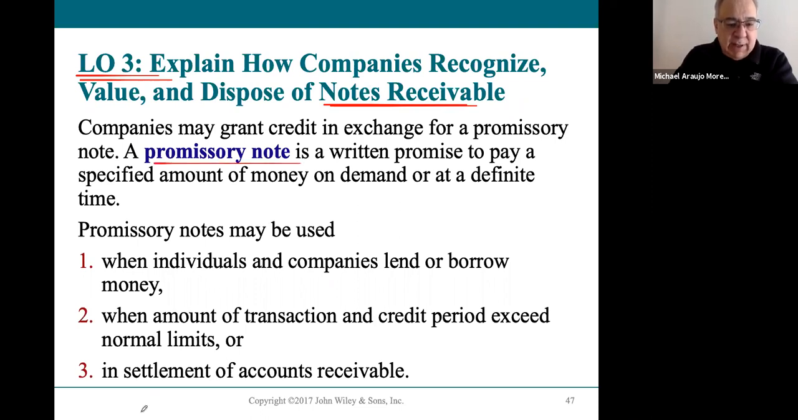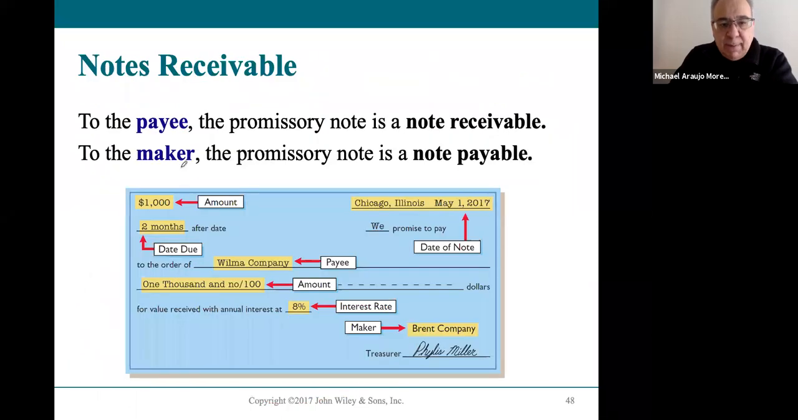It is a promissory note. It is a loan. And most of the time it is to settle the accounts receivable as listed down here. A note is a signed promissory note. All right. So if you are the payee, you are basically giving the loan. So it's a note receivable to you. If you need the loan, you owe it. So it's a payable to you.